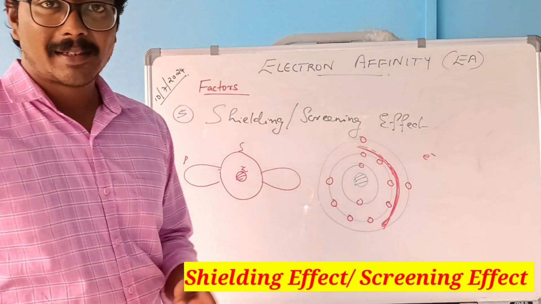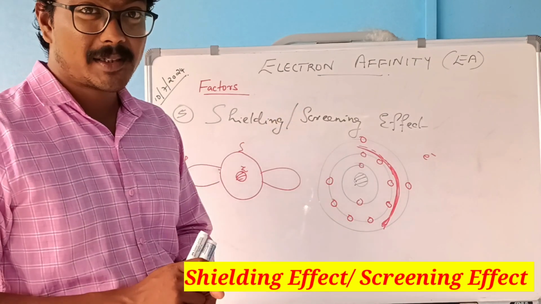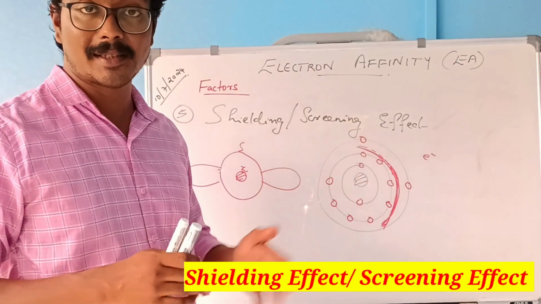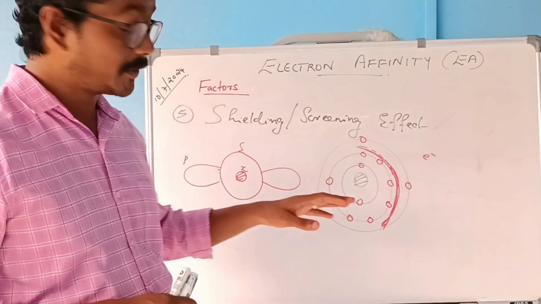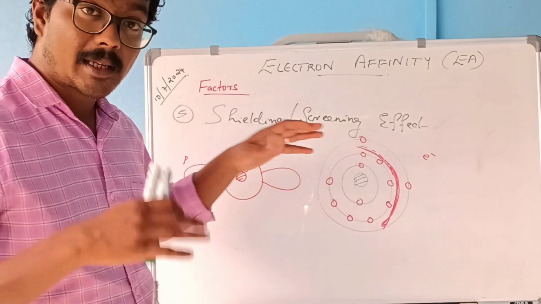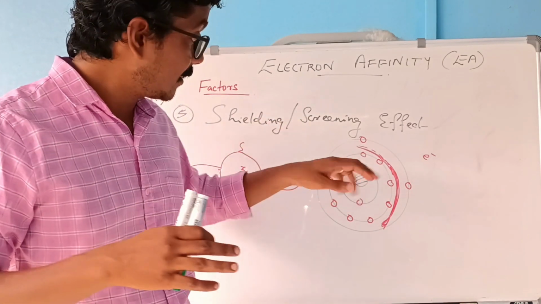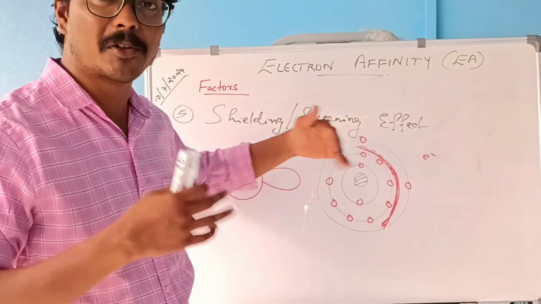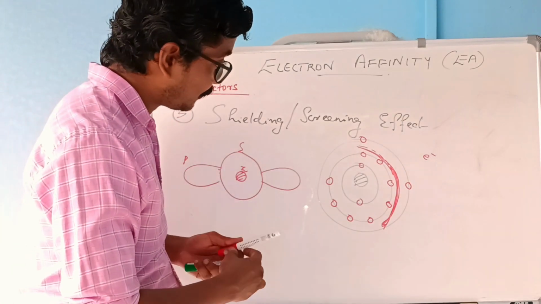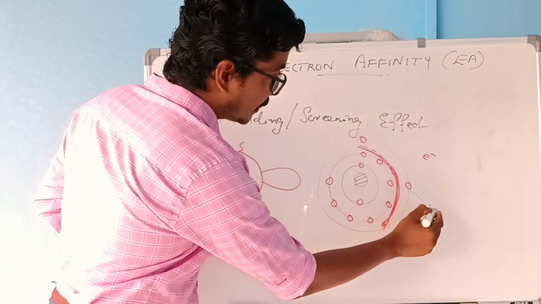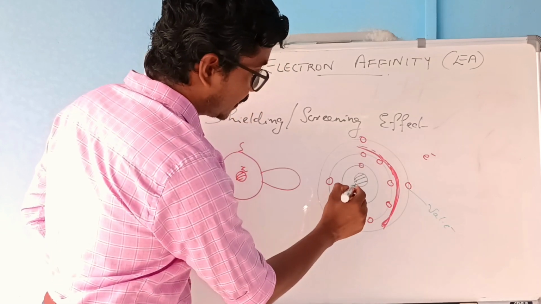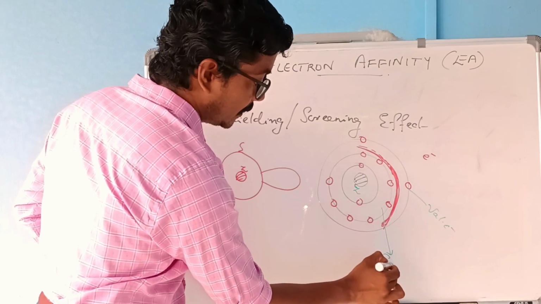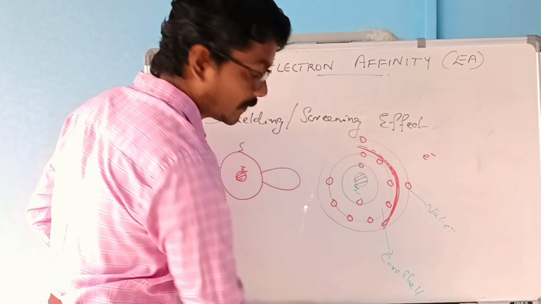Okay, the fifth factor is the screening effect or shielding effect. We have already learned about the screening and shielding effect in the ionization energy classes, so here also it is the same concept. It is the effect where the inner core electrons shield the valence electrons from the field of attraction of the nucleus. That means here, this is the valence electron, and this is the nucleus, and these are the core electrons. These are called the core shells.